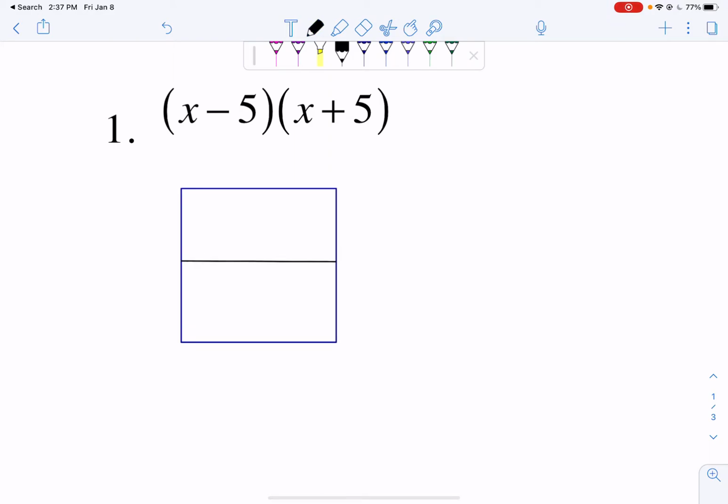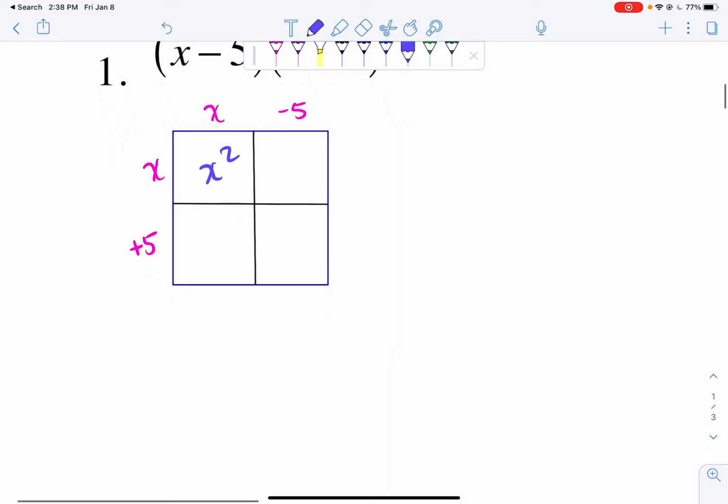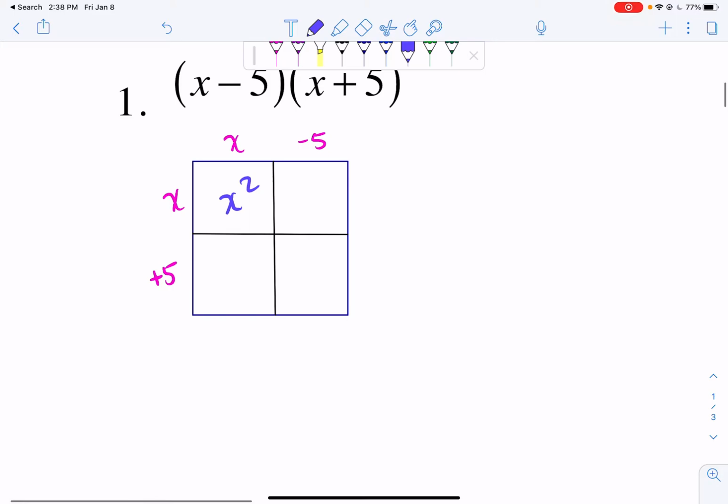And we're not going to use FOIL, we're going to use the box method or the area model, whichever way you want to call it. So I do my x minus 5. It doesn't matter where I put it as long as I keep it together. And then my x plus 5. Well, we know x times x is x squared. We know negative 5 times x is negative 5x. 5 times x is 5x. And 5 times negative 5 is a negative 25.